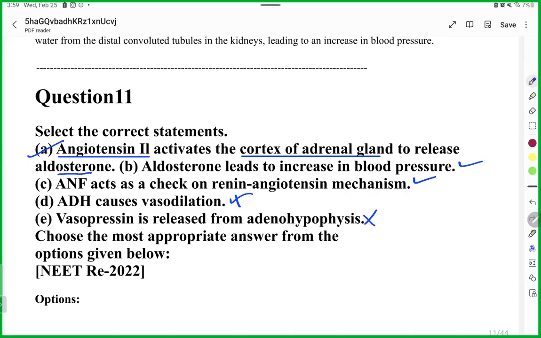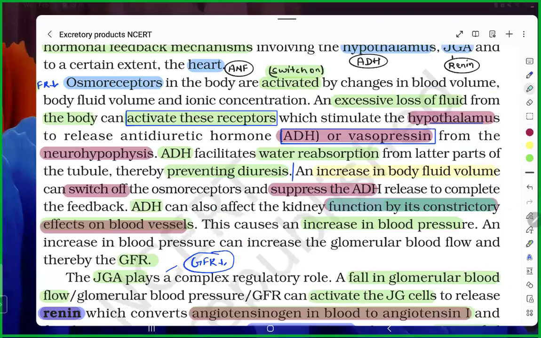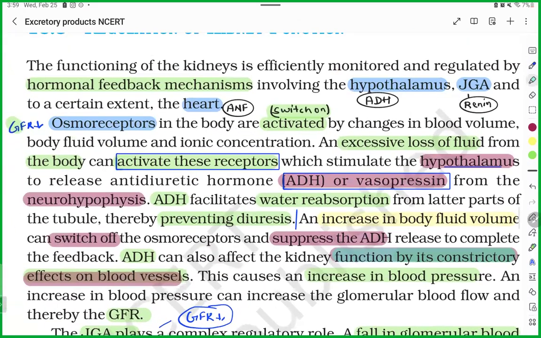Okay, sir. I'll show you in NCERT. See, ADH or vasopressin is released from neurohypophysis.